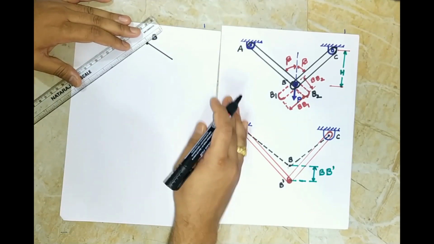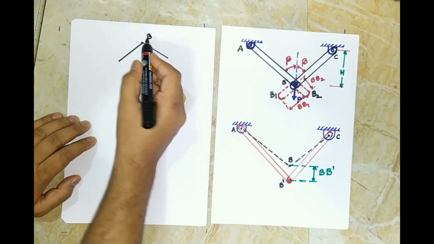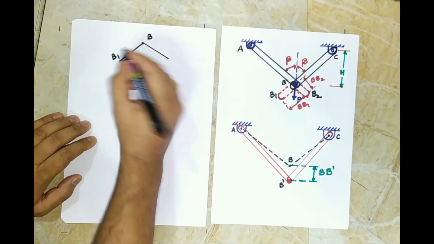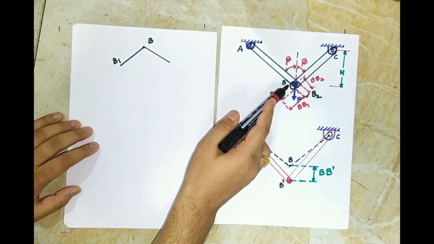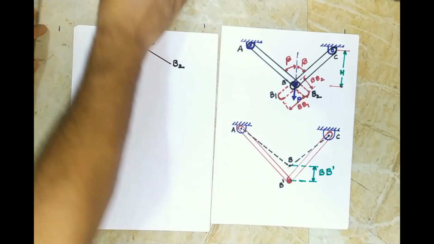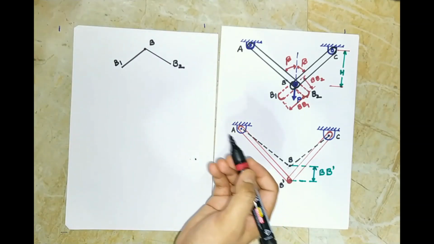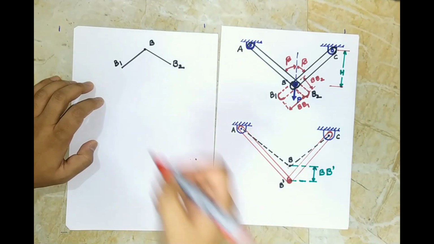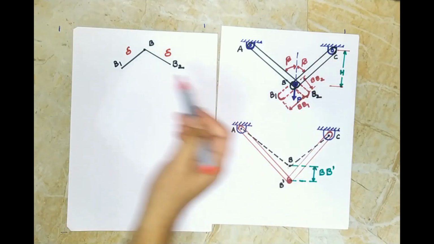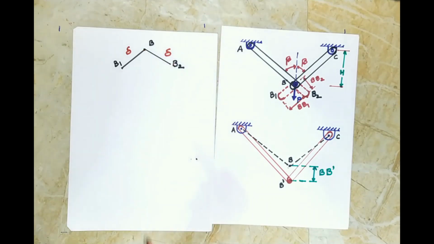here also, isn't it? So link BC will try to elongate to BB1 and link AB will try to elongate to BB2. Okay, so these are the final lengths. Change in length we have already calculated to be delta. So we can write this as delta. So link BC, the change in length is BB1, and in link AB the change in length is BB2.